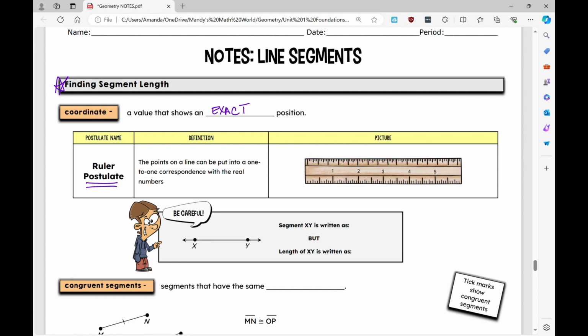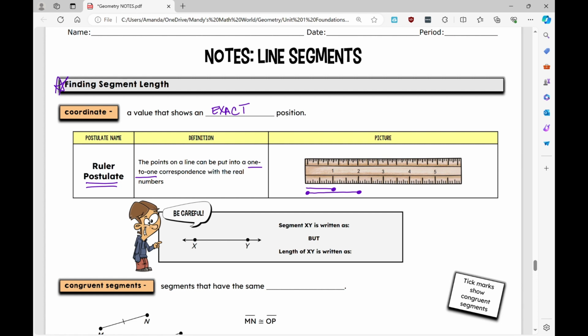What does the ruler postulate state? It states that the points on a line can be put into a one-to-one correspondence with the real numbers. So I have a ruler over here as a picture to show you that on this ruler, this right here has a length of 1. This right here has a length of 2. So from the beginning to this point right here, it would have a length of 2. The points on a line can be put in a one-to-one correspondence with the real numbers.